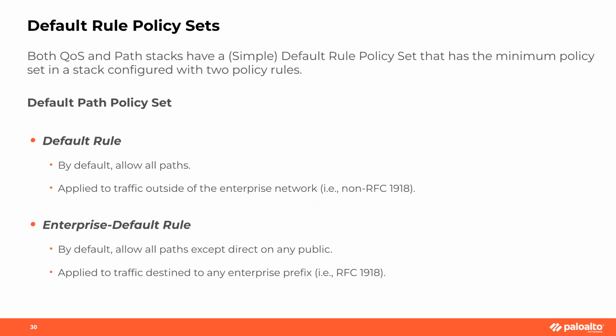And then your enterprise default rule, which is all of your traffic that matches the RFC 1918 address space. The default rule out of the box for this is to allow it on all non-public paths. So any Prisma SD-WAN VPN paths or any private WAN, let's say MPLS underlay paths.